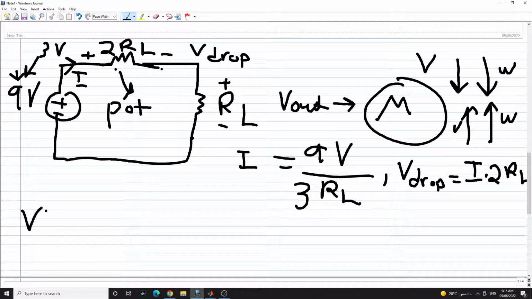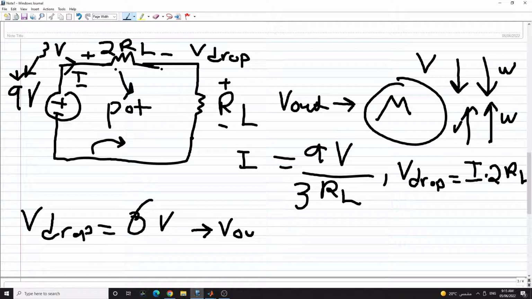And this means that V drop is just going to be, RL is going to cancel with RL, so you get 2 over 3 multiplied by 9, which is going to give you 6 volts. So this is the voltage drop. Now, if we apply KVL once more, the summation of voltages in the loop is equal to 0. We're going to end up getting that V output is now equal to 3 volts.